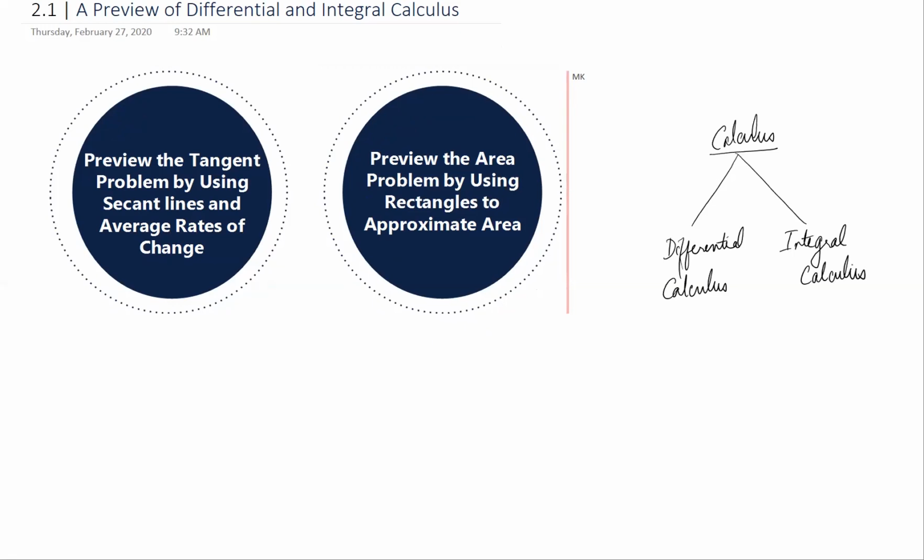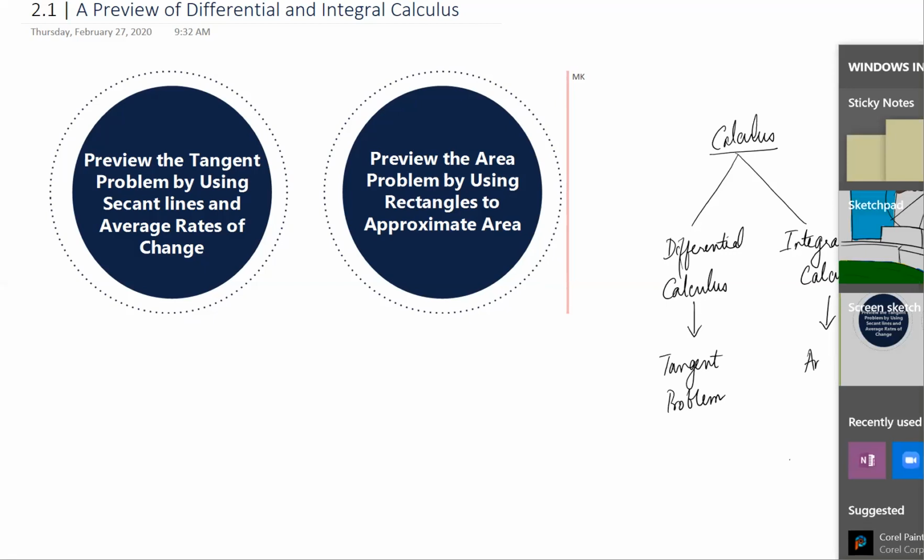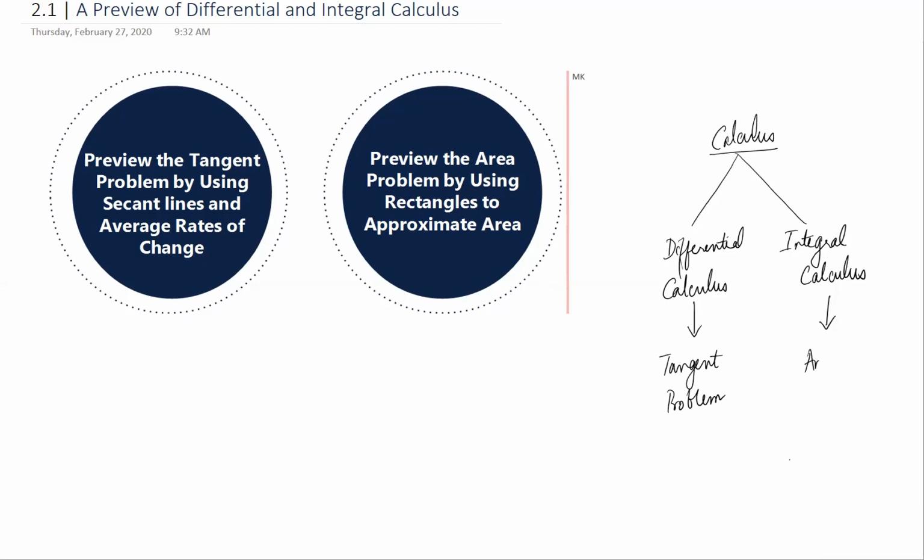In differential calculus, the main focus is studying the instant rate of change. And for that we use the idea of the tangent. So let me write here: tangent problem. And under integral calculus, our focus is on understanding the accumulation of areas. So we call this the area problem. How do we approach this?